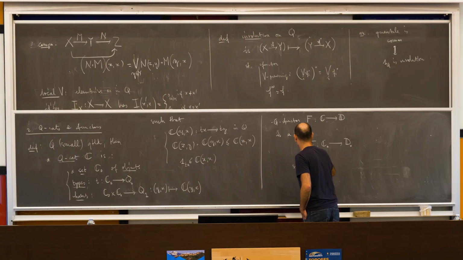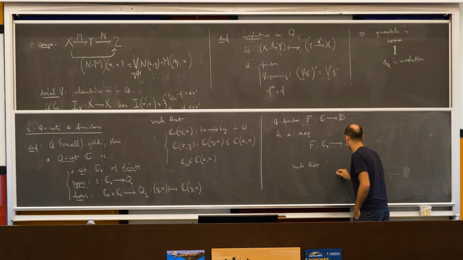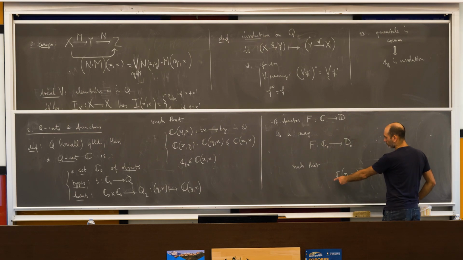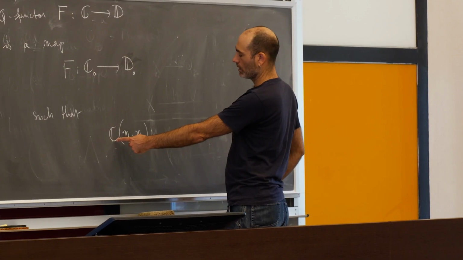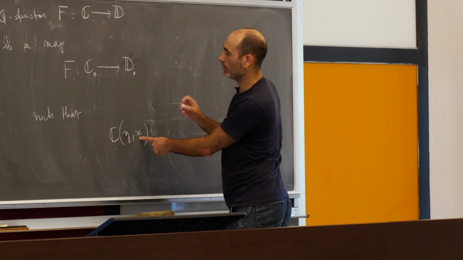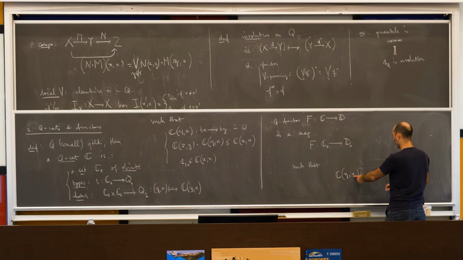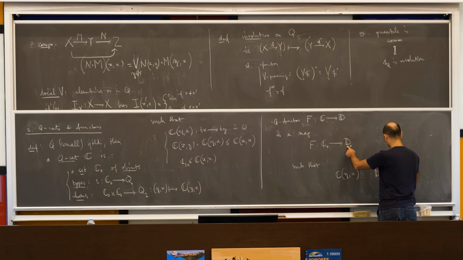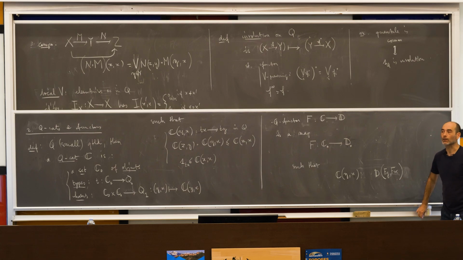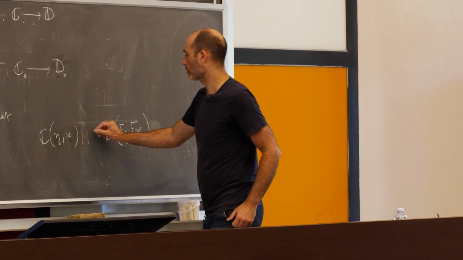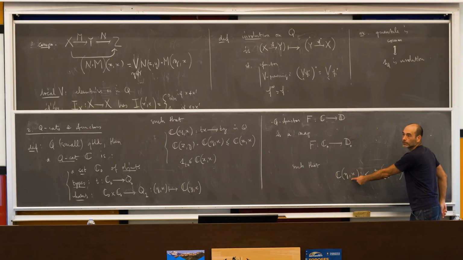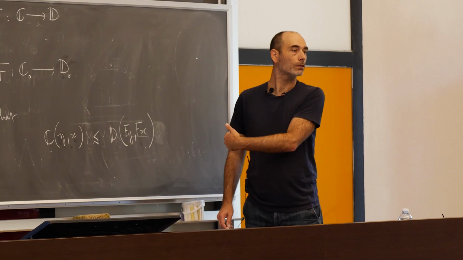Such that, well, if I take two objects in C and I look at the HOM, then I can use my mapping and compute fx. I can compute fy. I have two objects in D, so there is a HOM in D. Right? And the natural thing to do is to require this HOM to be smaller than this one. You see, it's a sort of functoriality condition.